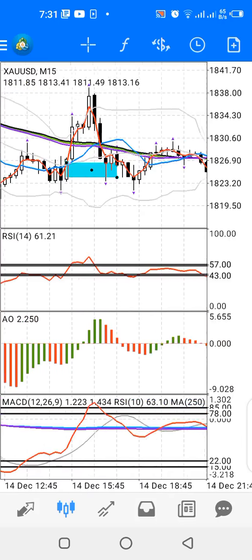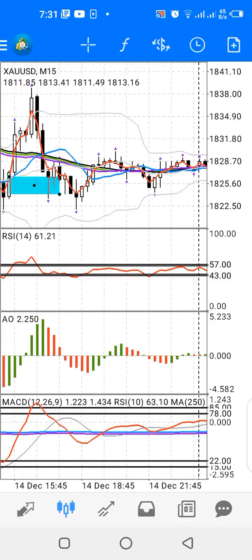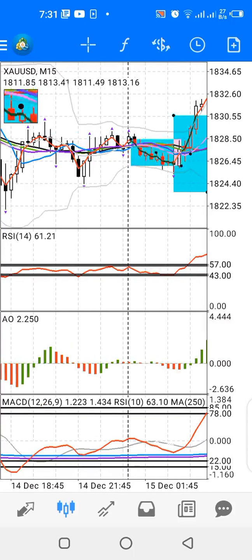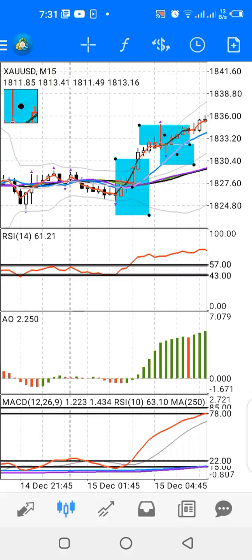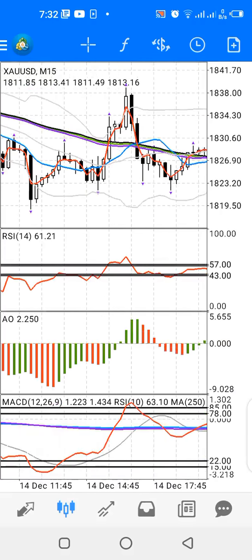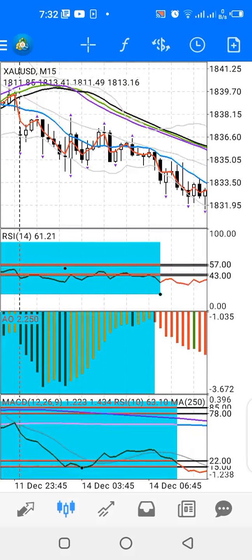Then when the blue and the red line taper around the green, black, purple lines, wavering around them, you have your range. That is before you have a breakout, and then you have the development of a bullish trend. So that's that for the main chart.